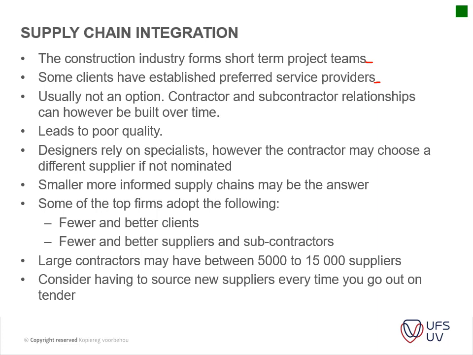Contractor and subcontractor relationships can however be built over time. So sometimes you don't have a choice. If, for instance, you've got a nominated subcontractor from the client side, you cannot choose anyone else, or if an architect specifies a specific item to be installed, for instance. Okay, then you've got lead times and poor quality, which also influence the relationship within your supply chain.